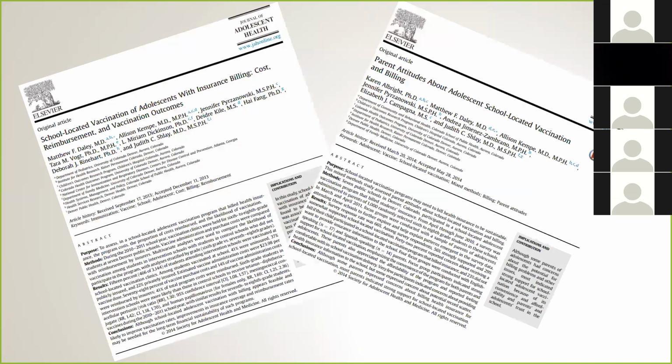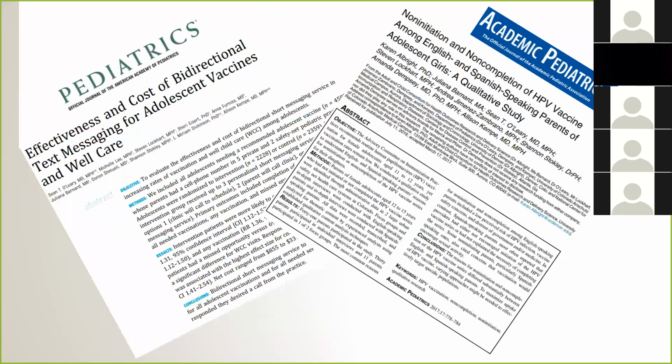Here's another example. This was another pragmatic trial looking at effectiveness and cost of bidirectional text messaging for adolescent vaccines. And in a different journal, we published an article about non-initiation and non-completion of HPV vaccine from both English and Spanish-speaking parent perspectives. So these were both related to the same project, again in completely different journals, and the timing was different. That's not ideal, but that's the more common route I've had to take.